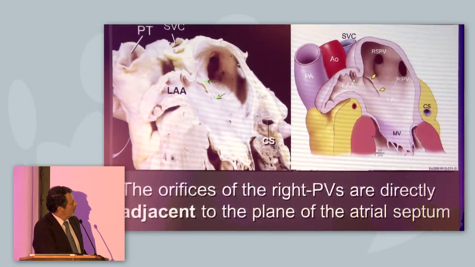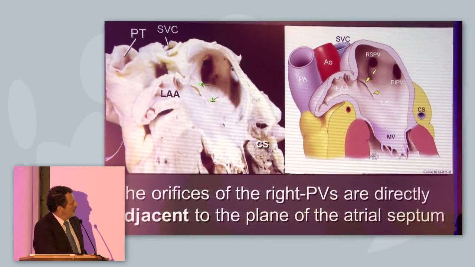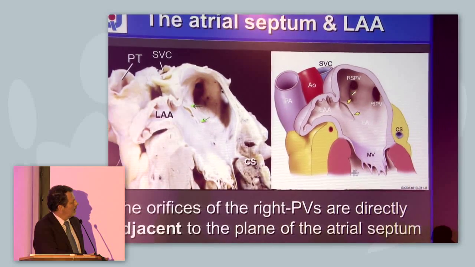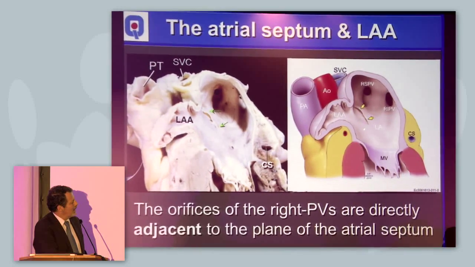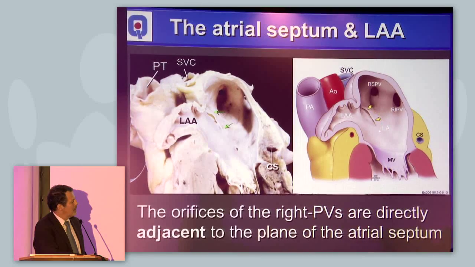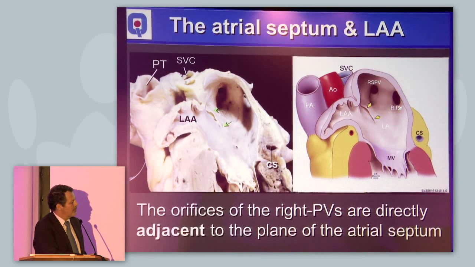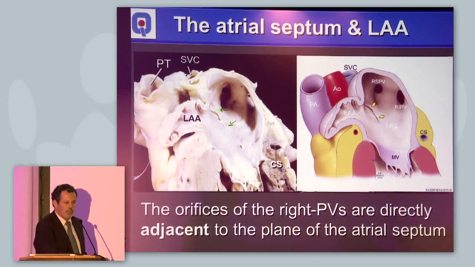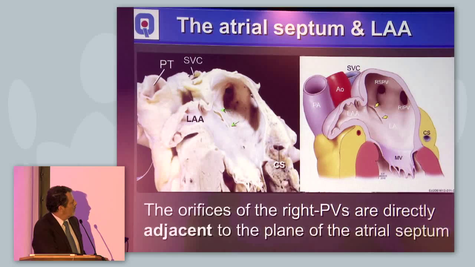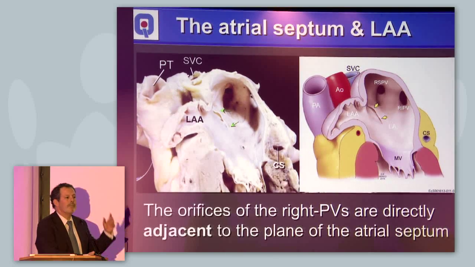Also, please note here, this is the left atrial appendage, this is the right superior, the right inferior. Note that the left-sided aspect of the interatrial septum is adjacent to the right superior and the right inferior pulmonary vein. And now this is the orifice of the left atrial appendage.